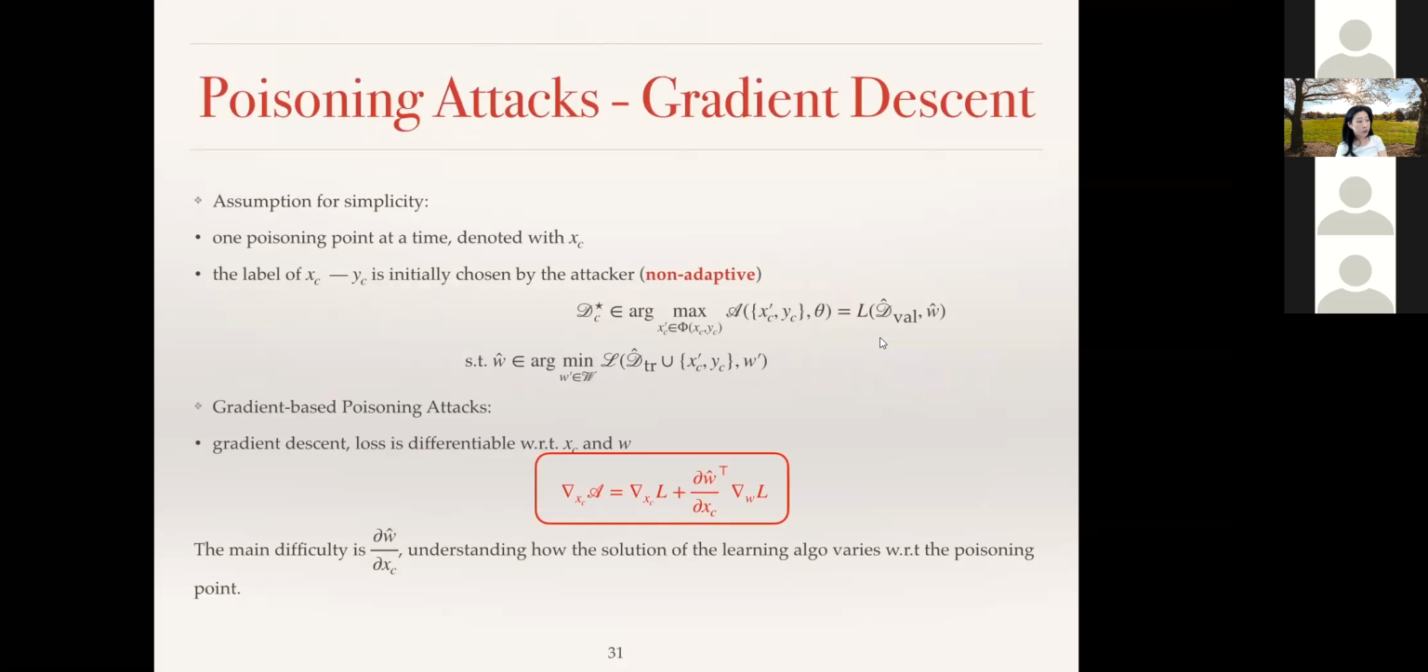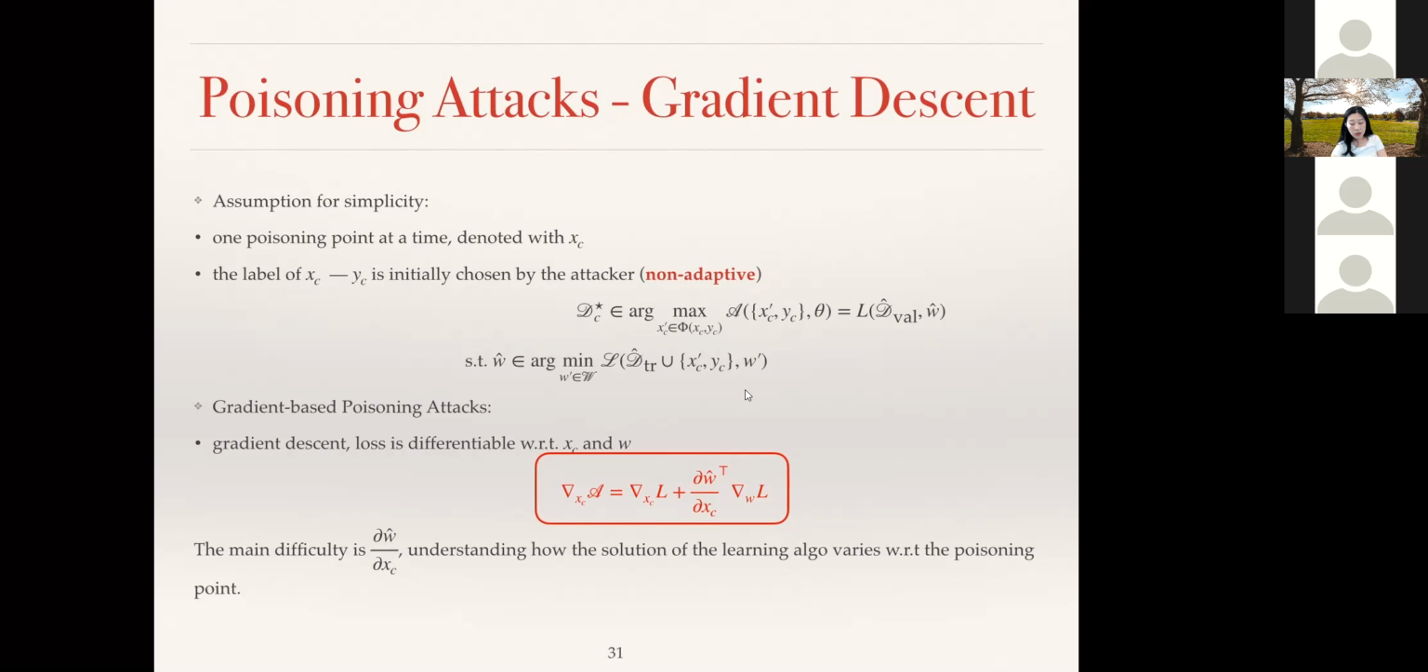Okay, so first of all, it is going to introduce how you can use gradient descent, or actually gradient ascent, to design poisoning attacks. So for simplicity, they assume that you only poison one point at a time. So only one training example is being poisoned at a time. And they're going to denote this with XC. So XC is just one training example. And the label of XC, which is denoted as YC, is initially chosen by the attacker, right? So what this means is that it's going to be non-adaptive. You can only do this once. You don't want the attacker to change the label during the training process.